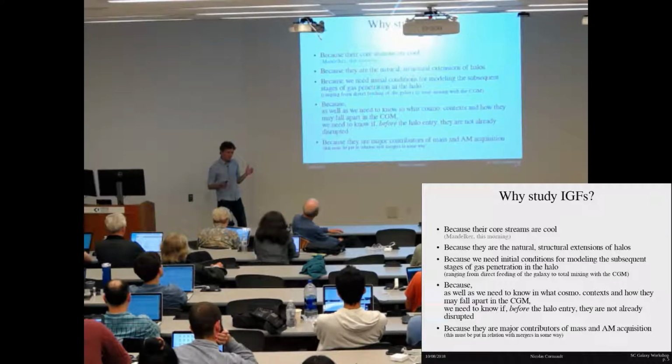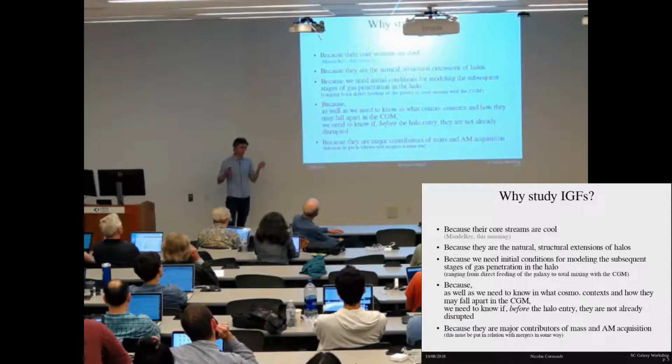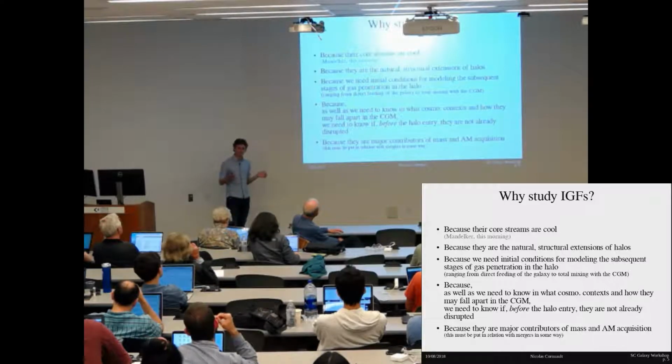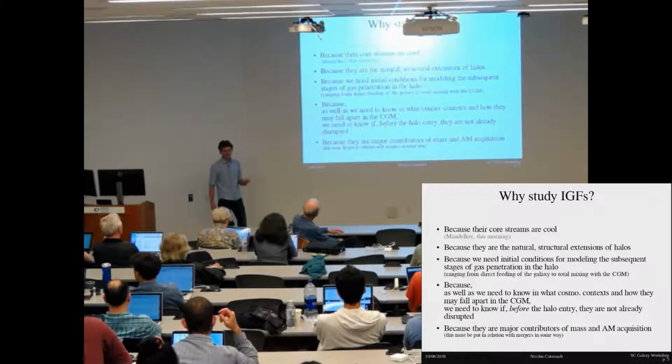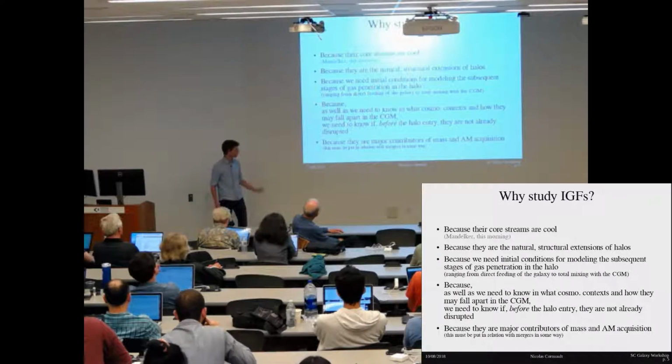And perhaps they may also fragment before entering the halo, which would mean that there would be no cold stream in the halo. They could be destroyed by many effects inside the CGM, but they could also be destroyed before entering the halo. And finally, up to redshift 1.5 or even 1, they are the major contributors of mass and angular momentum acquisition for the halo and for the galaxy.